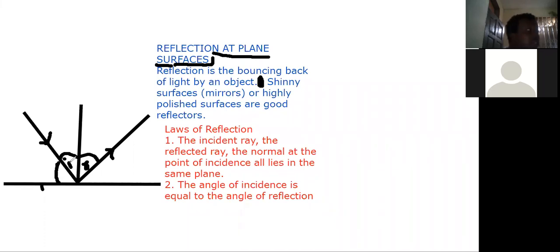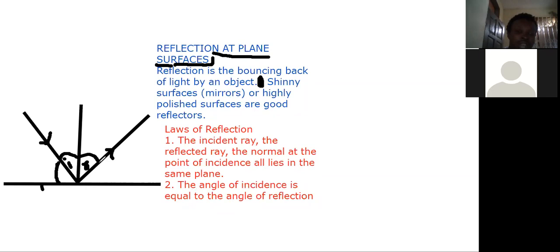The angle of incidence. And the angle it makes here is what we call the angle of reflection. So this one is the angle of reflection, and this one is the angle of incidence. Angle of incidence, angle of reflection, and they are equal, they are the same. And so the second law states that the angle of incidence is equal to the angle of reflection.